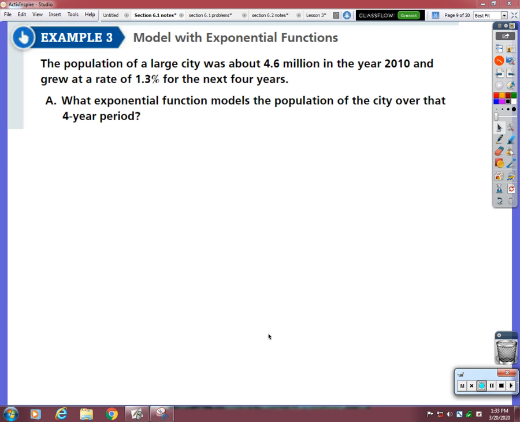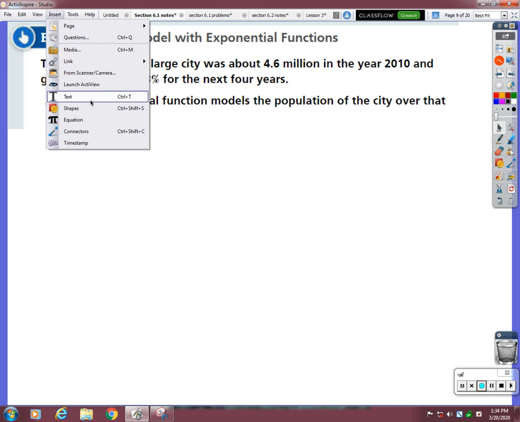So let's say, for example, you have a large city whose population was about 4.6 million people in the year 2010, and it's growing at a rate of 1.3% over the next 4 years. What exponential function models the population of the city over that 4-year period? Well, let's take a look.